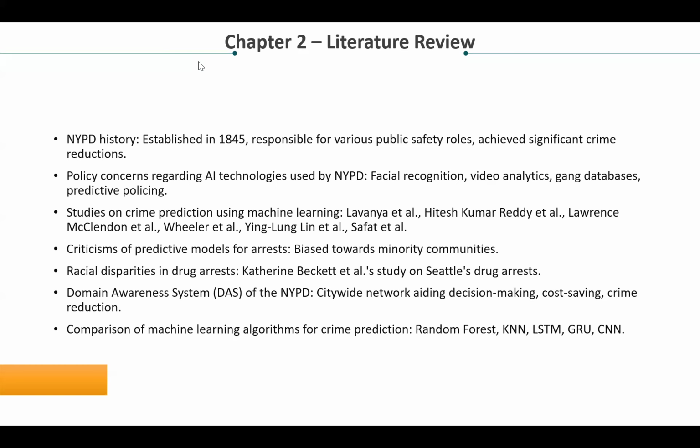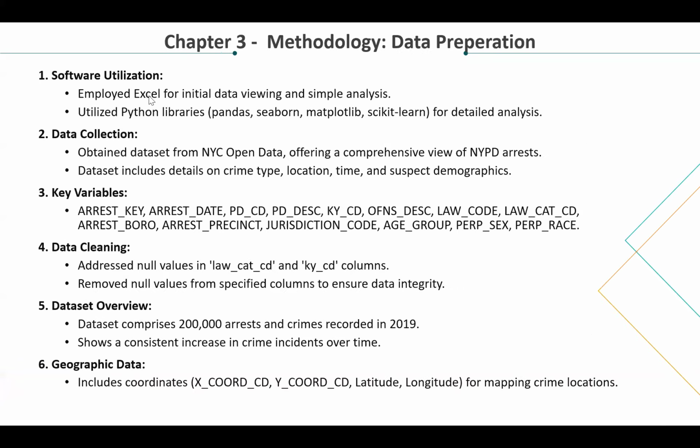Studies on crime predictions using machine learning given by Lavanya, Hitesh Kumar Reddy, Lawrence, Clendon, Wheeler, Inglung, Saftel have conducted research in this area. Criticisms of predictive models for arrest are that models show bias towards minority communities, and concerns about fairness and equity in law enforcement. Racial disparities in drug arrest, domain awareness systems of the NYPD, comparison of machine learning algorithms for crime prediction, evaluating various algorithms such as random forest, K nearest neighbors, long short-term memory, gated recurrent unit, convolutional neural network for crime predictions. And the next slide will be continued by my friend.